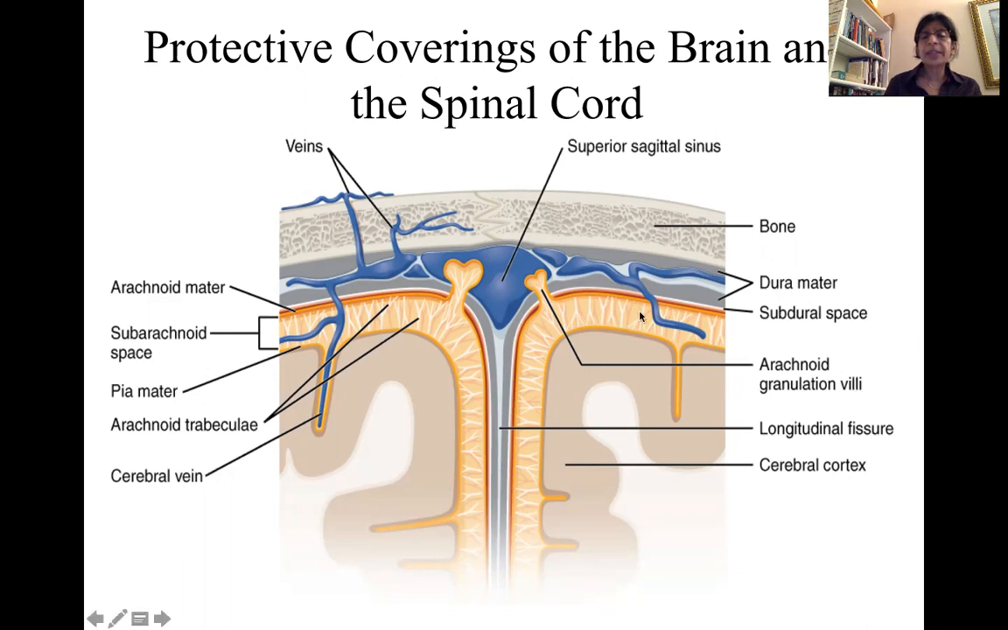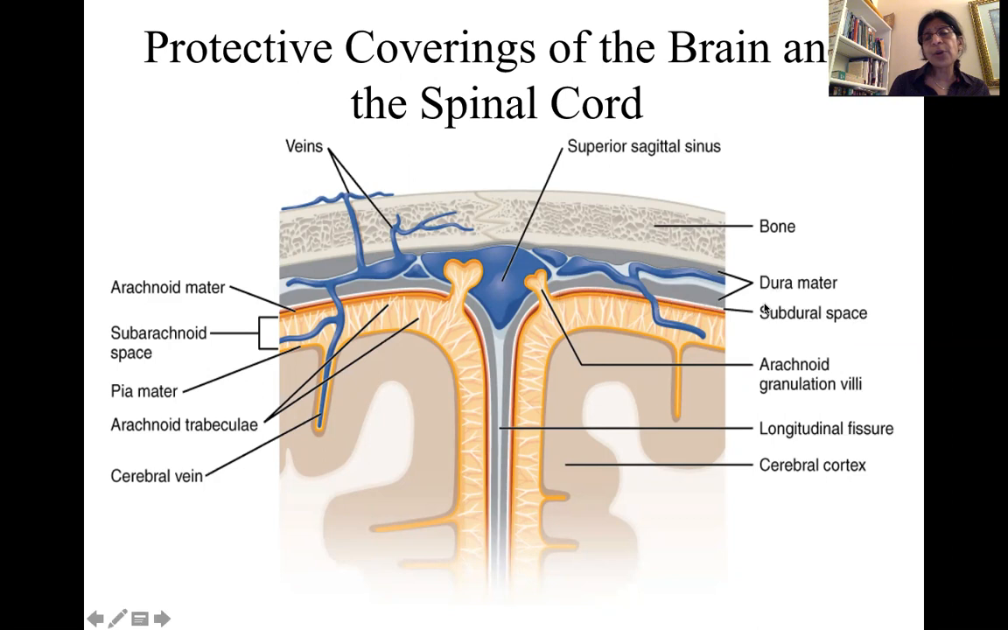Then the space that you see between the pia mater and arachnoid is referred to as subarachnoid space, because it's underneath the arachnoid. It's a wider space. Subarachnoid space is where you would see the circulation of cerebrospinal fluid. Between the dura mater and the arachnoid, there is this thin space that is shown in white here. That space is what you call subdural space. Makes sense because it's right below the dura mater.